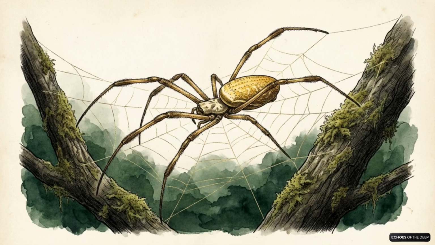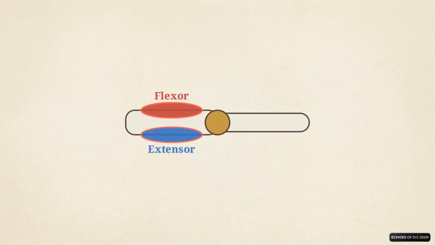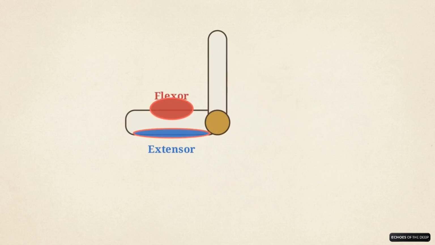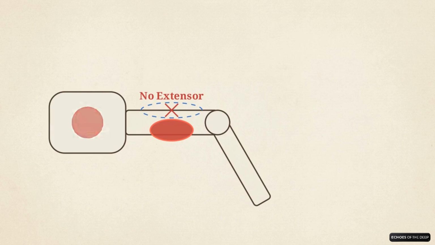Watch the orb weaver move across this wide gap in the forest canopy. Its locomotion relies on fluid dynamics rather than traditional muscle mechanics. Humans and insects use opposed muscle pairs to move. A flexor muscle bends the joint, and an extensor muscle pushes it outward. The spider leg lacks extensor muscles entirely. To open its legs, the spider uses its heartbeat.